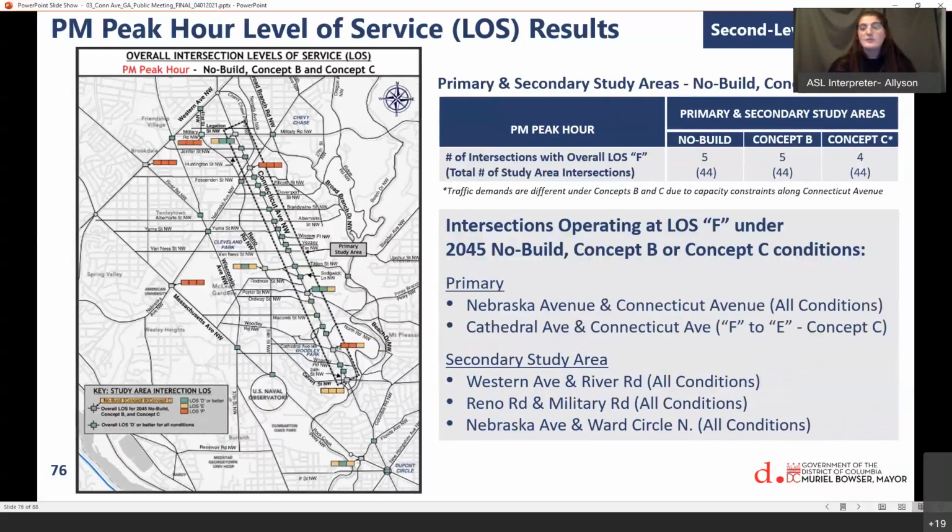We'll now look at the PM peak hour results. Under the PM peak hour, 4 to 5 intersections of the total 44 study area intersections operate at level of service F. The intersections to note in the primary study area include Nebraska Avenue and Connecticut Avenue, and Cathedral Avenue and Connecticut Avenue. And then in the secondary study area, Western Avenue and River Road, Reno Road and Military Road, and Nebraska and Ward Circle North.